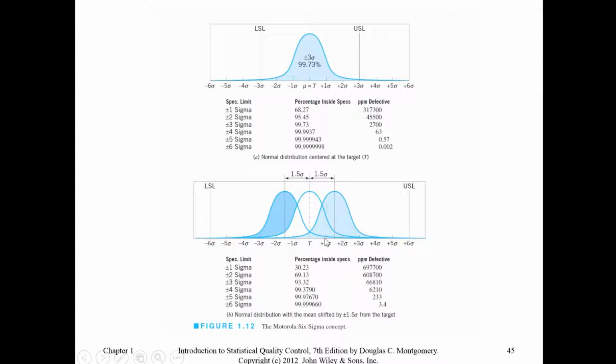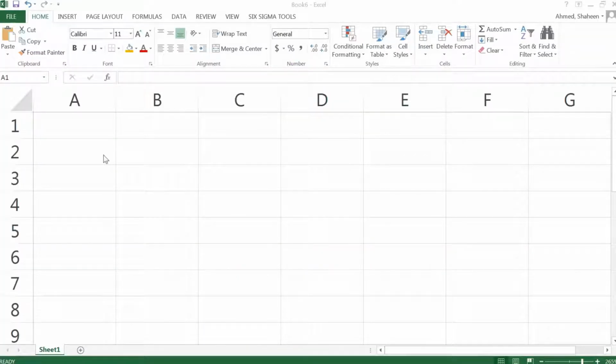So still we have the same specification limit. We want to drink the same coffee. However, the machine's coffee-producing distribution shifted to the left, meaning that most cups are now coming less warm than before. Now let's go ahead in Excel to do all the calculations.